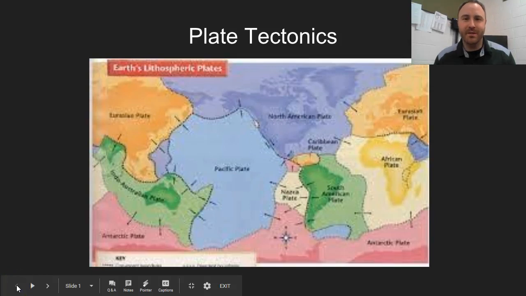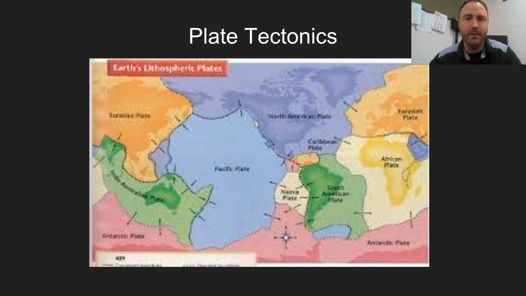Alright everybody, Mr. B is back with another video, ready to talk about plate tectonics, the final section in our unit. In our image here, you can see that there are different plates that exist, and we're going to talk about how that fits together with the movement. Let's take a look at our notes.